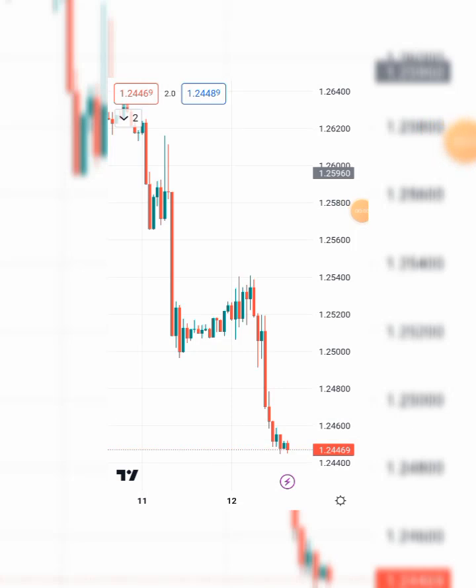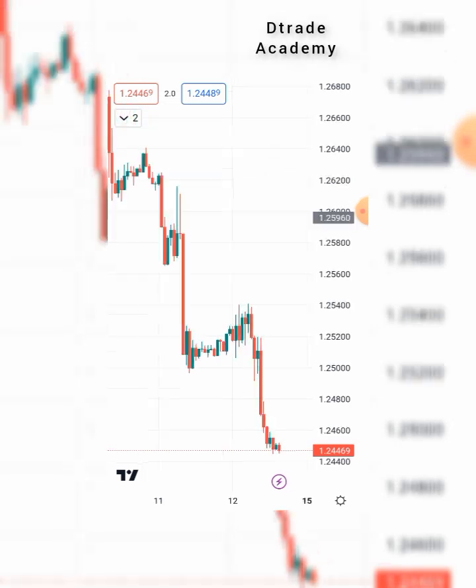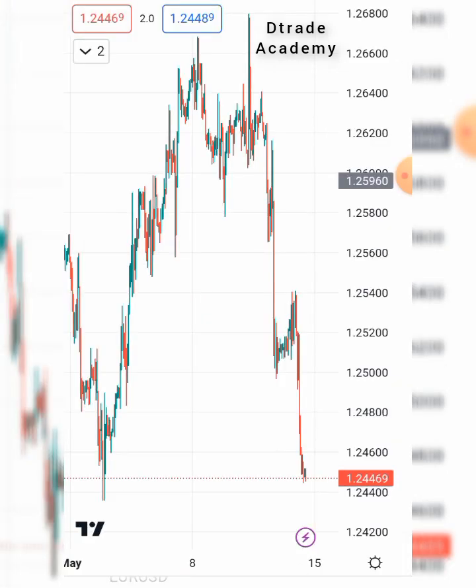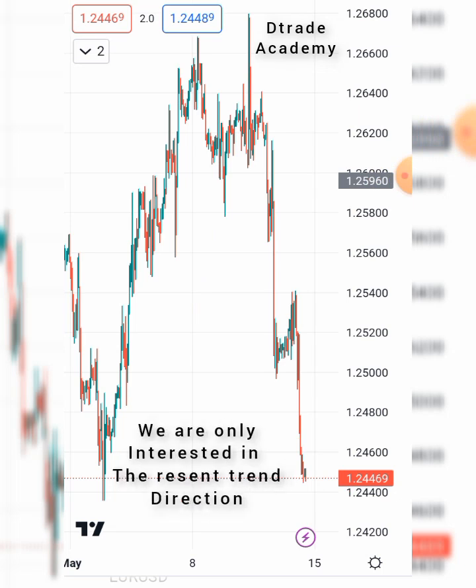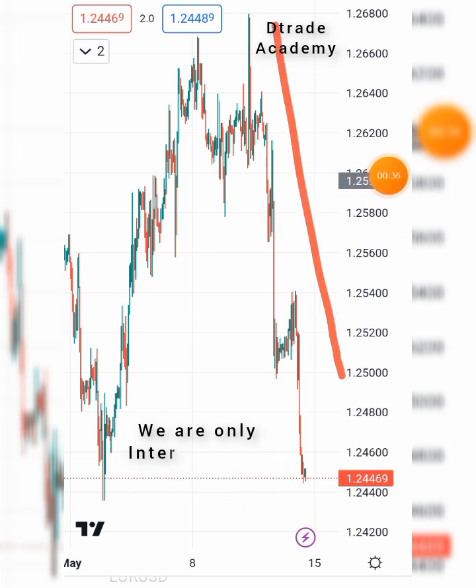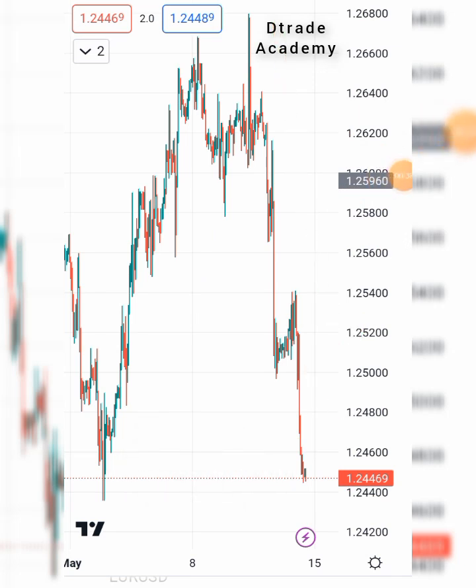To determine the trend direction, that will be the first thing that we are going to look out for. And how do we do that? We have to zoom in our chart. So look at the direction of the candles. When you look at this chart, we see that we have candle direction upward, and we also have candle direction downward. But our main focus is to determine the recent trend direction. And the recent trend direction is downward. So that means the market is in a downtrend.